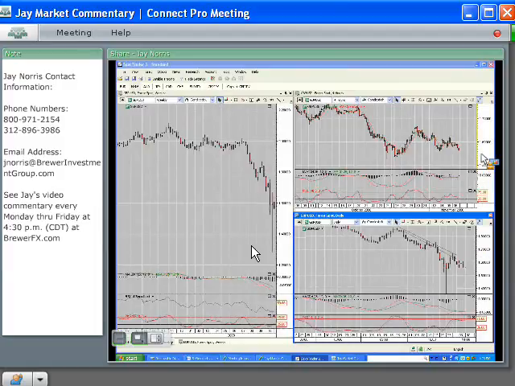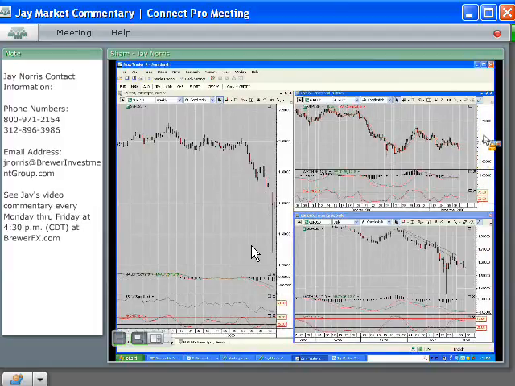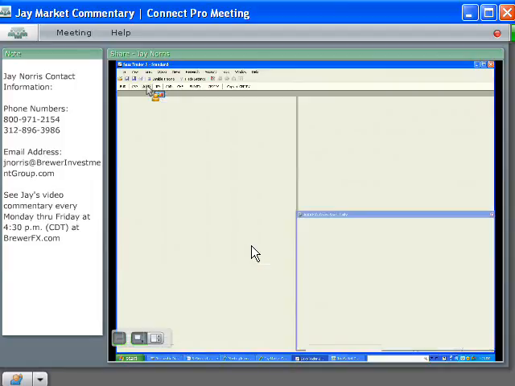So it's going to be hard to see some kind of a recovery here without at least a test of down towards the October lows, if not a new low. So hard to call it. Australian dollar.